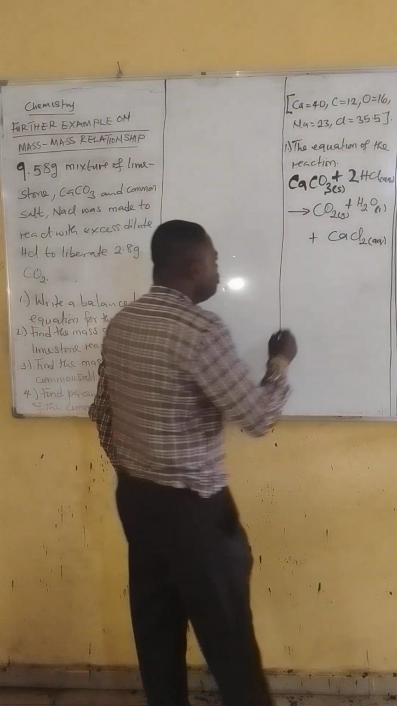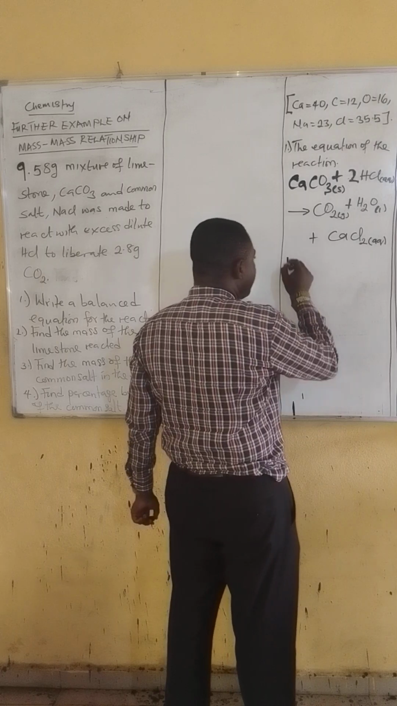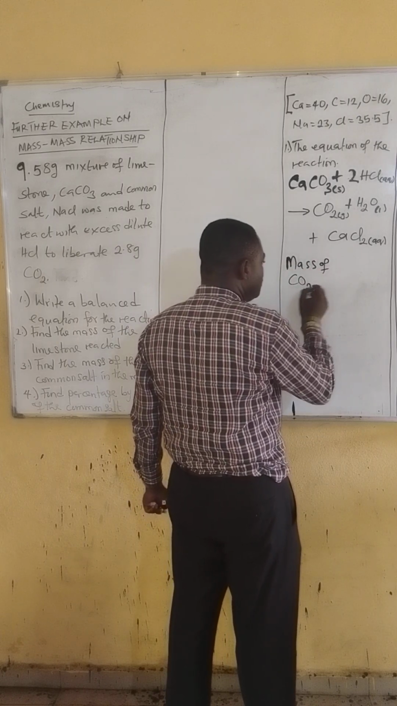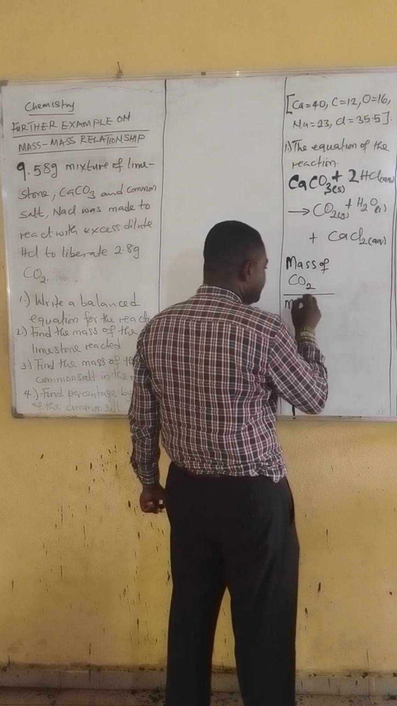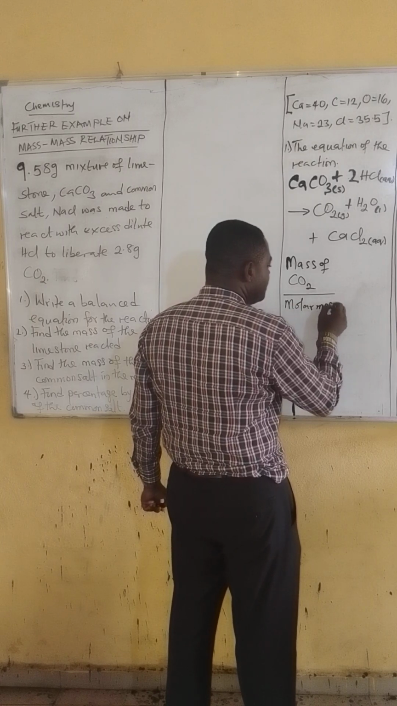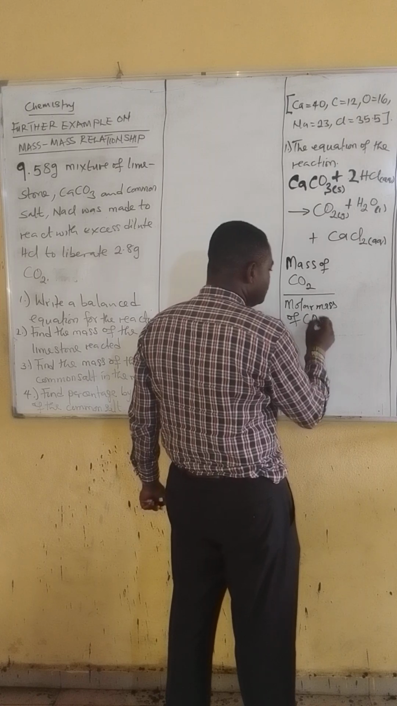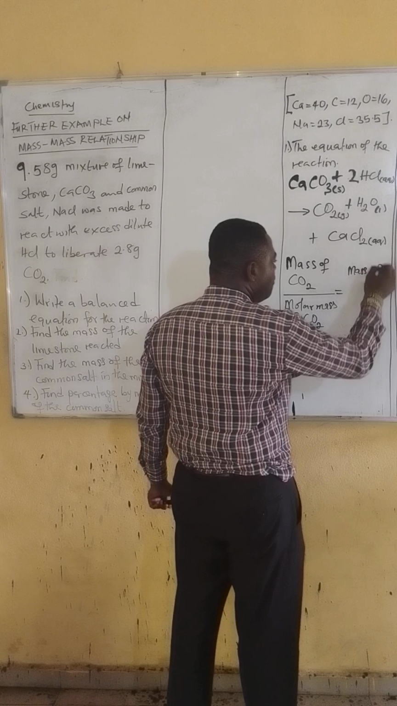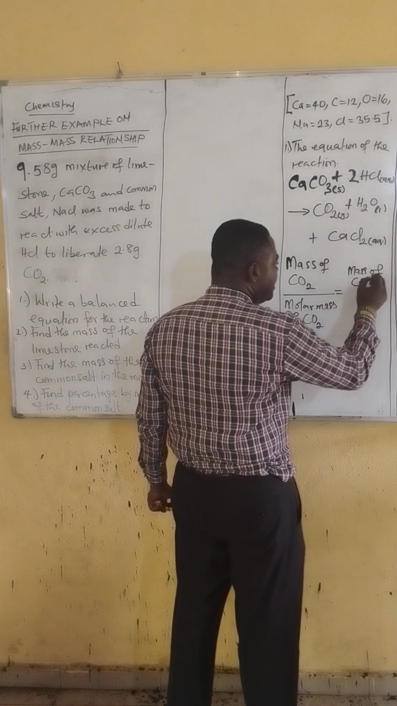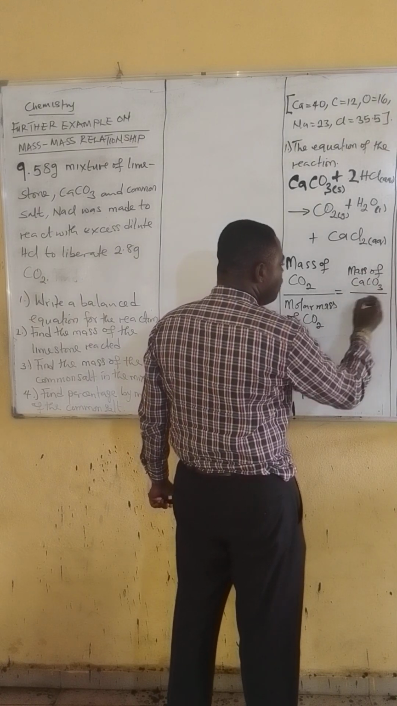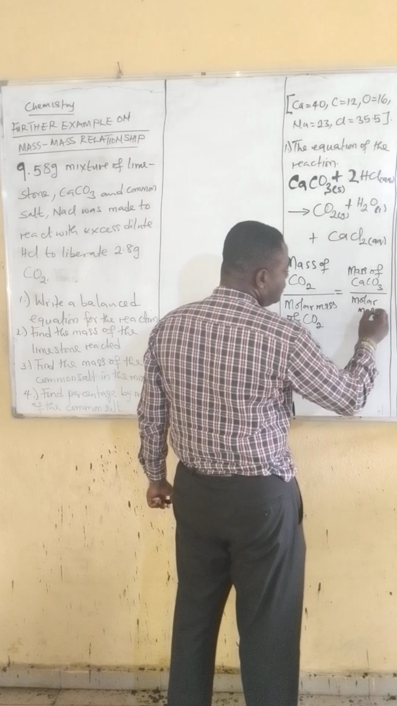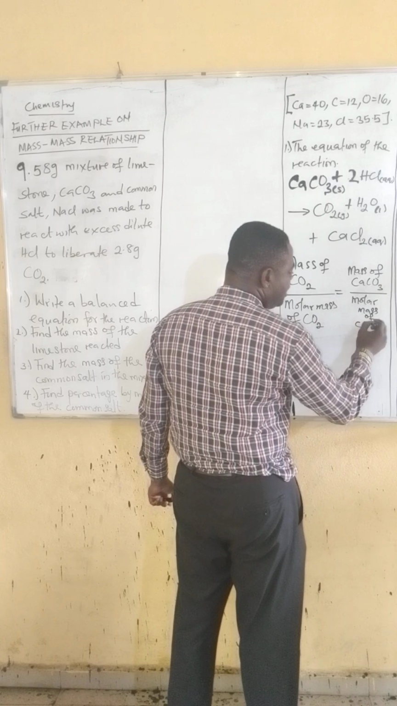So to do that, what do you do? You have mass of CO2 over molar mass of CO2 is equal to mass of, what are we looking for? Mass of limestone, CaCO3, over molar mass of CaCO3.